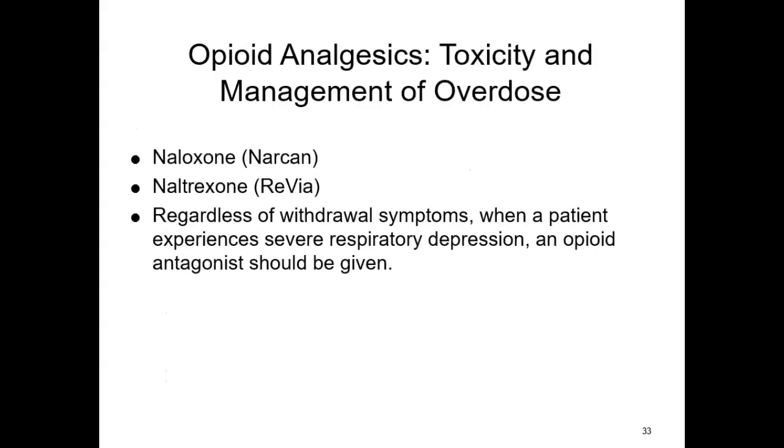Let's look at the next slide. So what happens if we have an overdose of those opioids? Well, two different drugs we have here. Narcan or naloxone, that's the one to treat acute opioid overdose. And naltrexone is not for acute overdose, that's to treat opioid dependence. So do not get them confused. Regardless of whether or not a patient shows withdrawal symptoms, if they are experiencing respiratory depression, Narcan should be given.